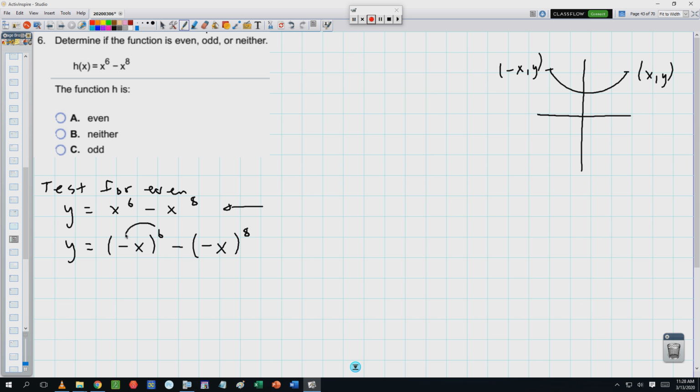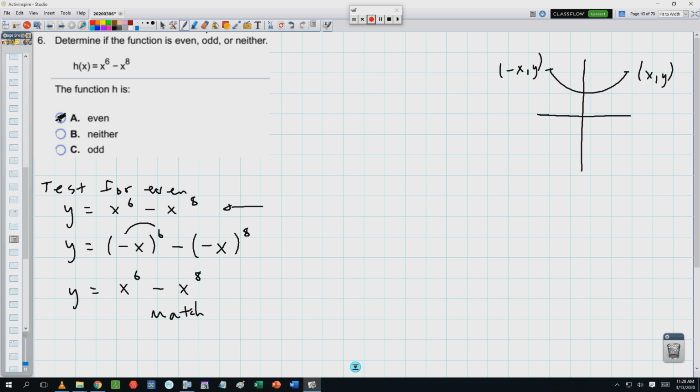You know that an even power on a negative is the same thing as a positive. So negative x to the 6 is the same thing as positive x to the 6, and the same thing with the 8. This is a match. This is an even function.